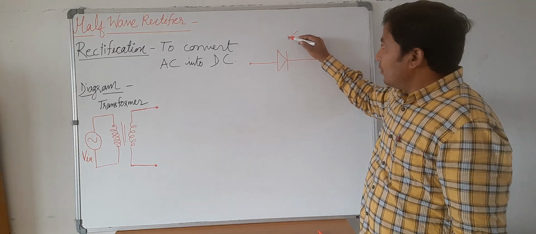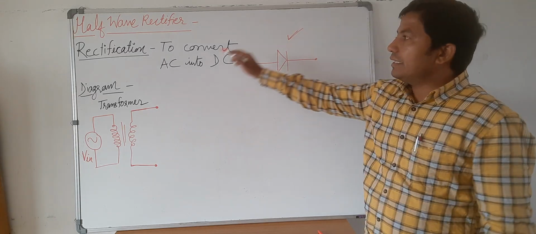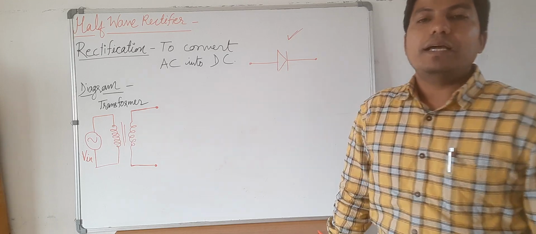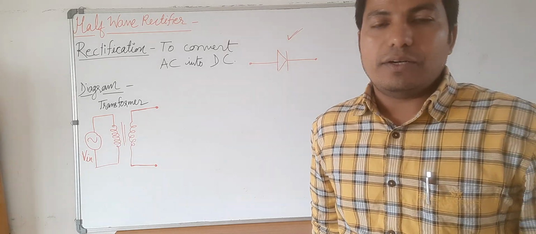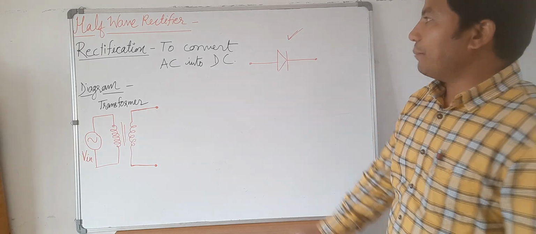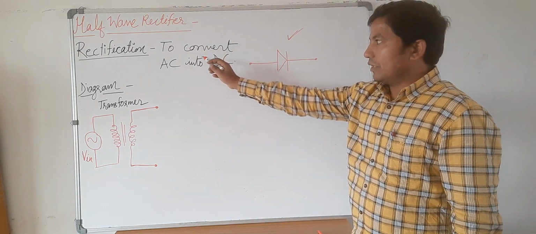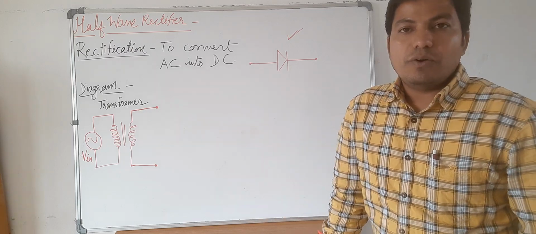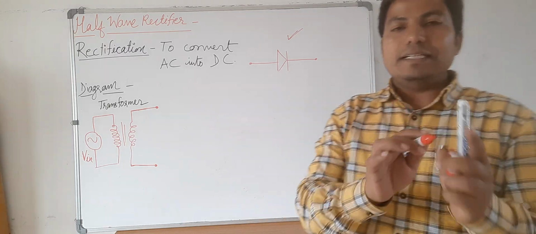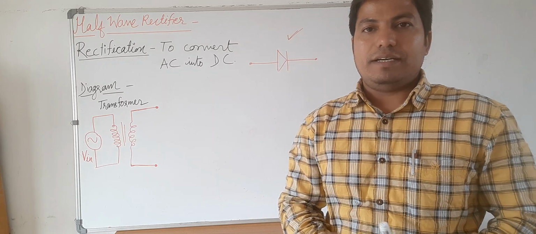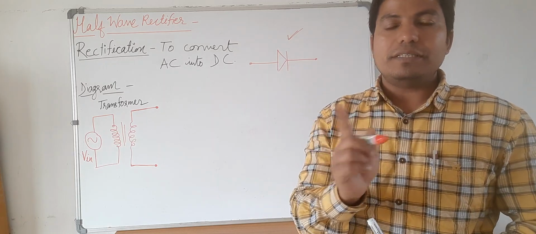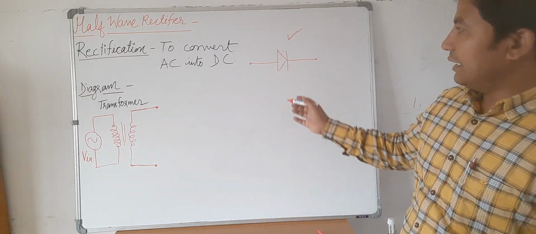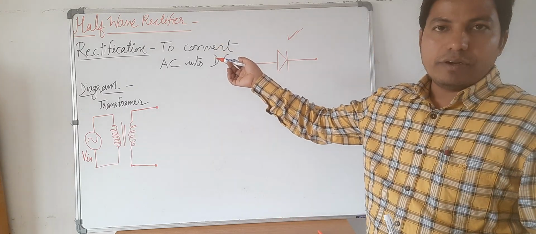So we can use diode in rectification. What does rectification mean? To convert AC into DC. Rectification का मतलब होता है AC को DC में convert करना. The process to convert AC into DC is known as rectification, and the device which converts AC into DC is known as rectifier. There are two types of rectifiers, half wave rectifier and full wave rectifier. So we are studying half wave rectifier.